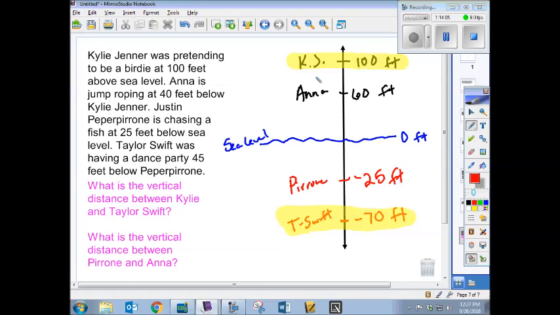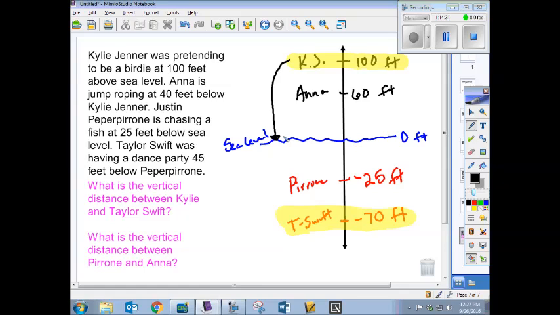We need to figure out how far she's going to have to ride that bird into the water. Or, I guess she's not riding a bird. She's pretending. How far is she going to have to fly to get to that dance party? So, here's how we're going to think about this. Stay with me. How far is Kylie going to have to pretend to be a bird just to get to where she's in the water? How far is she going to have to fall or fly down, I guess?